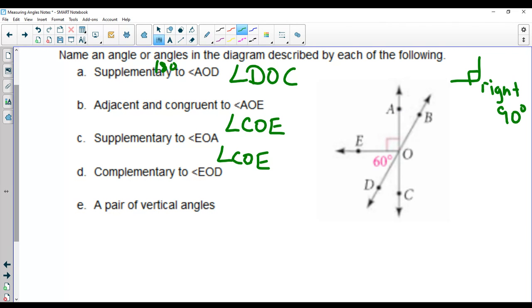Part D. Complementary to angle EOD. So I'm going to label my picture. EOD. It's just the 60 part now. What does it mean to be complementary? That means I need to add up to 90. Well, in my picture, what's going to make me get 90? It's going to be this little sliver right here, DOC. So angle DOC.